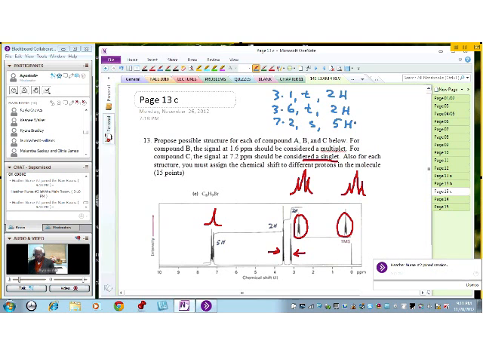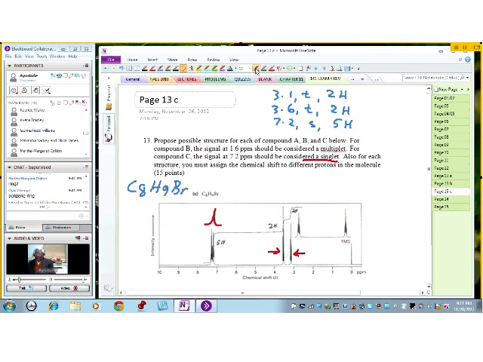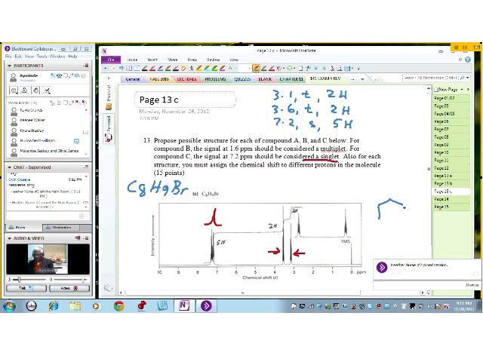Can anybody give us the structure of this molecule here, given the fact that the formula is C8H9Br? What does this tell you? Ring. Okay, great, very good. Once you know that, then your problem is solved. You say you have an aromatic ring.